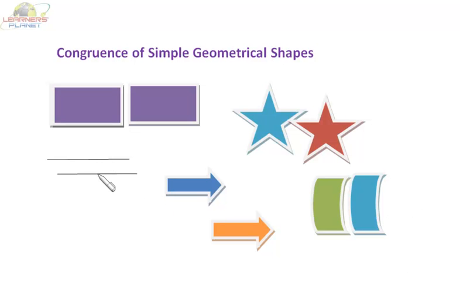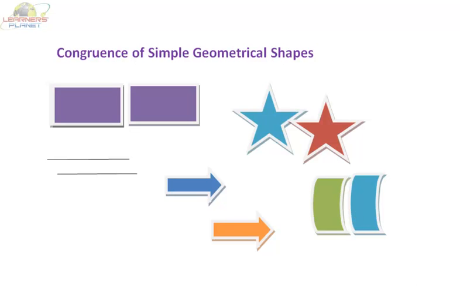Similarly, these two line segments are identical to each other, so we can call them congruent line segments. These two arrows, even these are identical in shape and size. These two figures, so all of them are good examples of congruency.